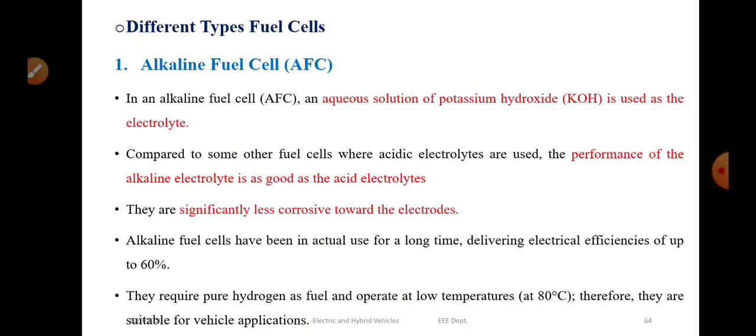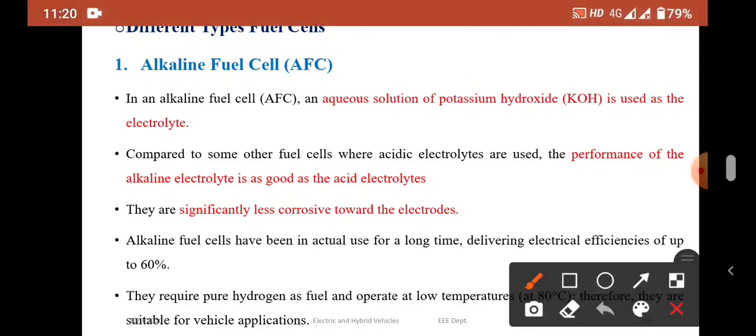First one, alkaline fuel cell or AFC. As the name indicates, here the electrolyte is alkaline, that is an aqueous solution of potassium hydroxide. Potassium hydroxide is KOH. Compared to the acid electrolyte, alkaline electrolyte has a high performance and it is also less corrosive towards the electrodes, and the electrical efficiency is up to 60%.